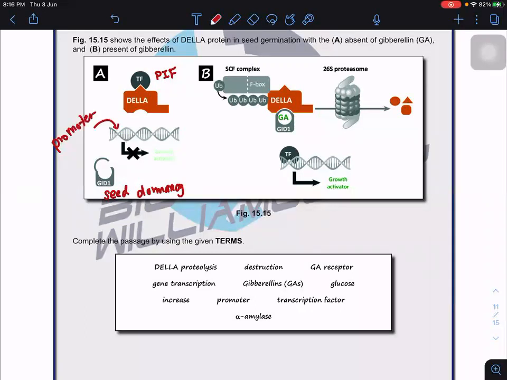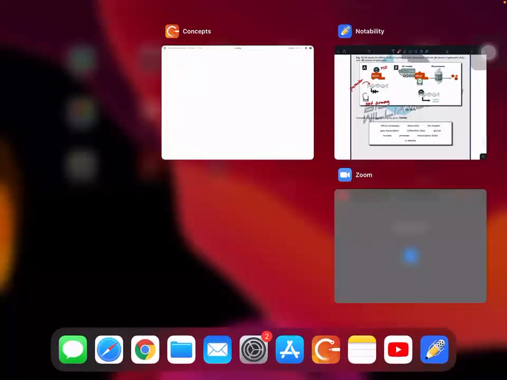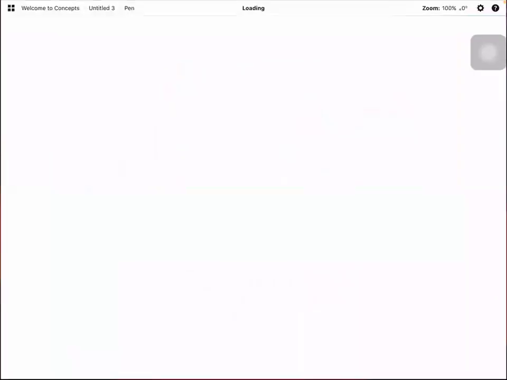So if PIF cannot bind to the promoter, therefore RNA polymerase cannot bind. Therefore, you can see that there is no gene activation. If no gene activation, no transcription, so basically it means no germination. Okay, so at this moment, I think I need to tell you guys something before we proceed here.